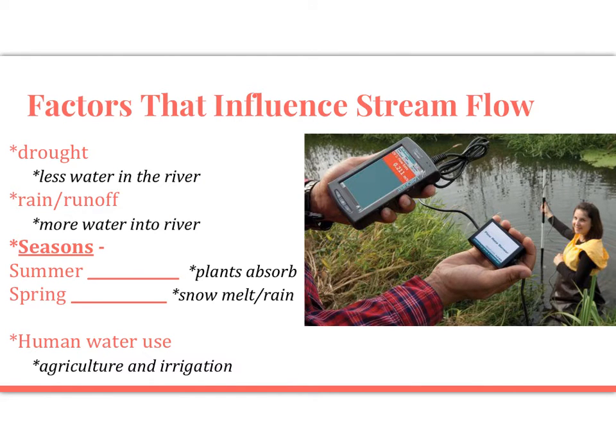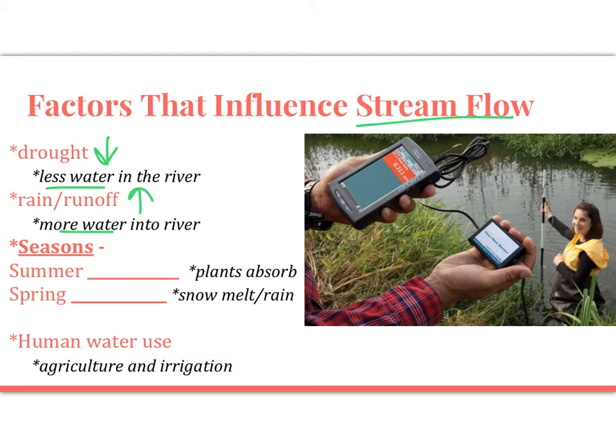Just like we saw with transparency, there are factors that influence the stream flow of the Vermilion River, meaning things that make the amount of water increase and decrease. When we think about the first two, they're weather related, a drought versus rain. We're noticing that, of course, a drought means less water coming into the river, so that would be a decrease in stream flow. Whereas rain and runoff would be more water coming in, that would be an increase.